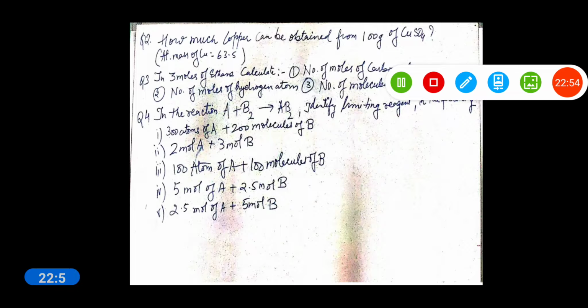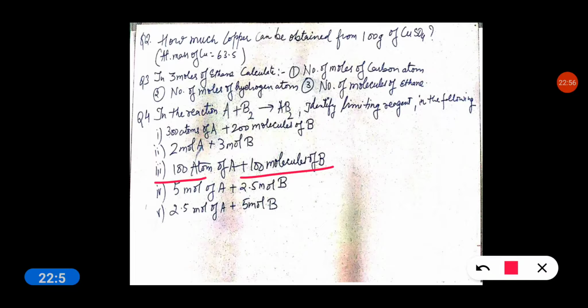100 atoms of A and 100 molecules of B2 means their ratio is the same. So according to the equation also, they should be in the ratio of 1:1. So there will not be any limiting reagent because both will react completely.